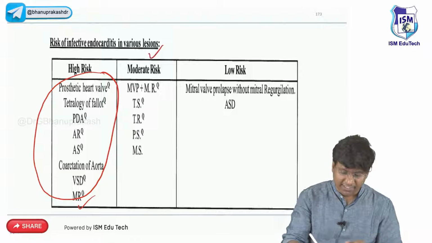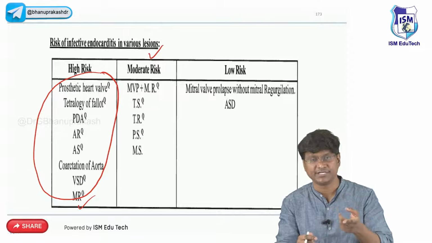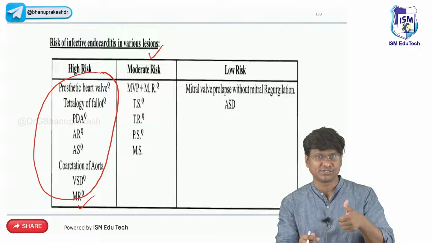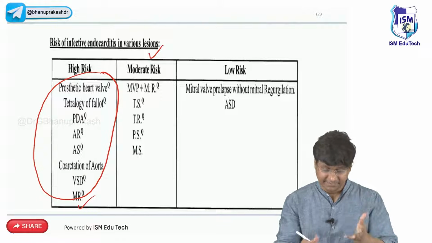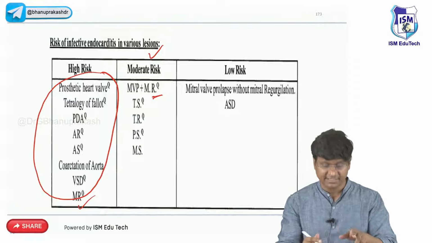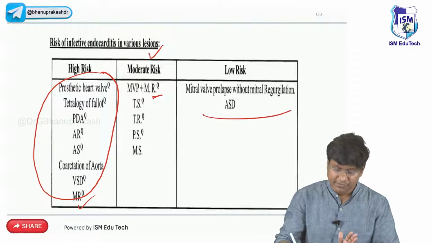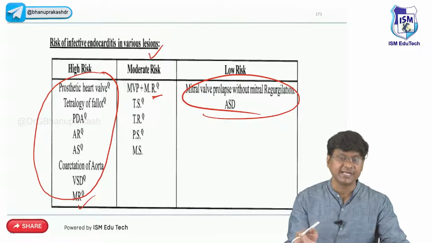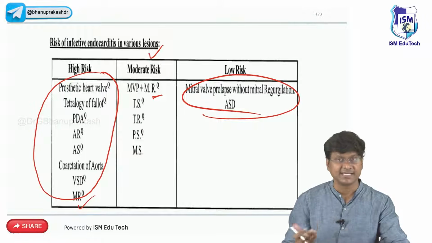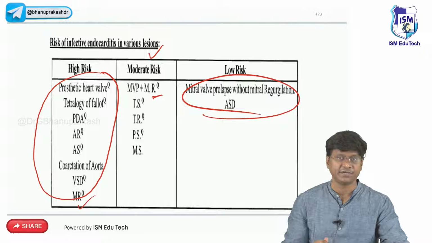Whereas what are the moderate risk lesions? They are mainly stenotic lesions, that is MS, PS, TS. Then MVP with MR, these are all your moderate risk lesions. Which are the low risk lesions for the development of infective endocarditis? ASD and as well as MVP without MR. These are the low risk lesions.